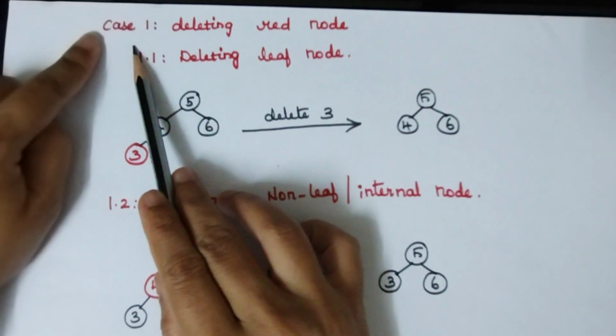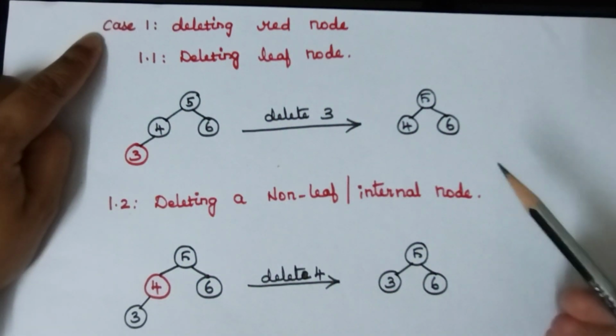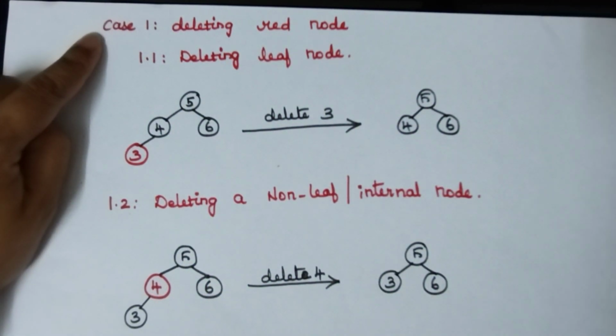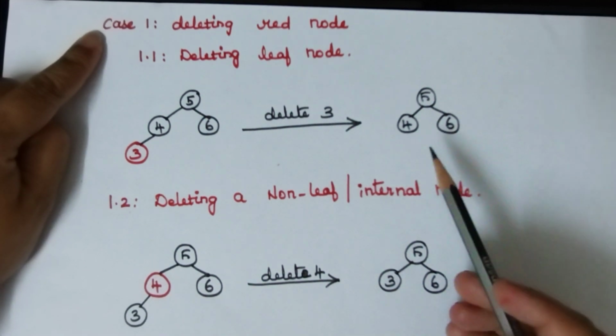Now my first case is deleting a red node. When you are deleting a red node from the red black tree, we will not get any property violation. Maximum, we will not get any violations of properties when we are deleting a red node from the tree. That red node can be a leaf node or a non-leaf node, but we don't get any violation of the properties. That we will see now.